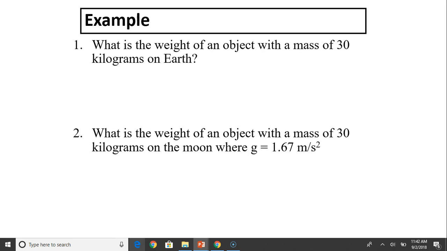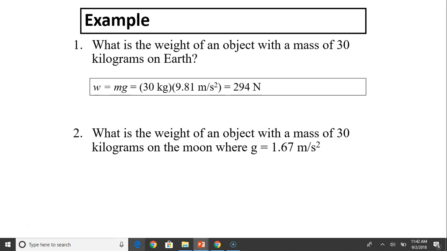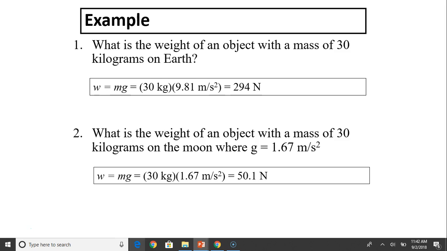Let's do a couple of examples. What is the weight of an object with a mass of 30 kilograms on Earth? Well, W equals mg, plug in the equation, you will have 2.94 newtons. Next one, what is the weight of an object with a mass of 30 kilograms on the Moon, where g equals 1.67 meters per second squared? Plug in the equation, you will have an answer. The purpose of this example is to illustrate that even with the same mass, objects weigh differently because g is different.